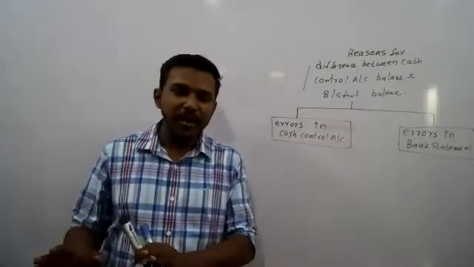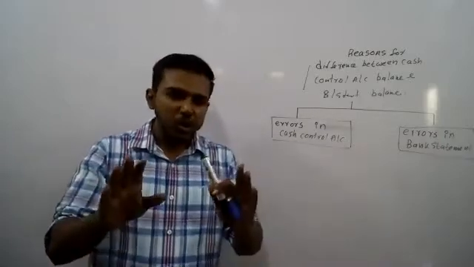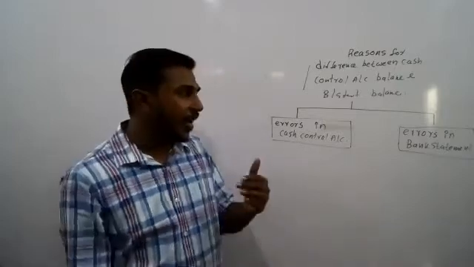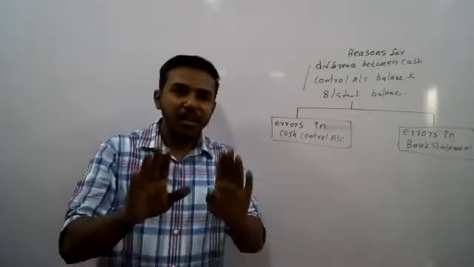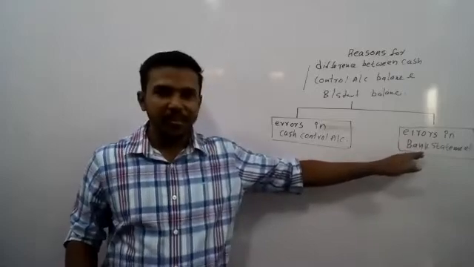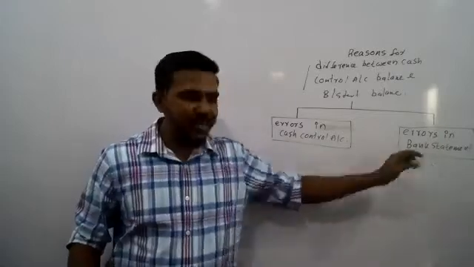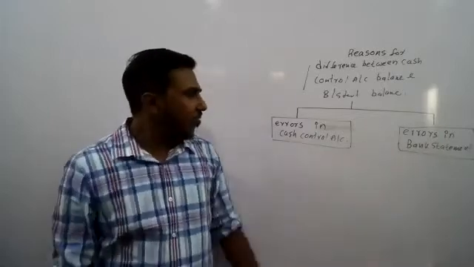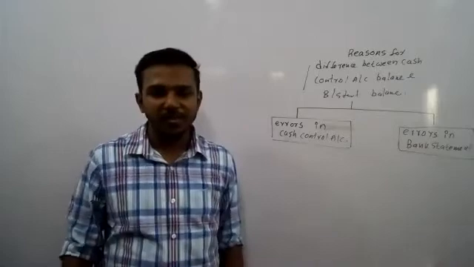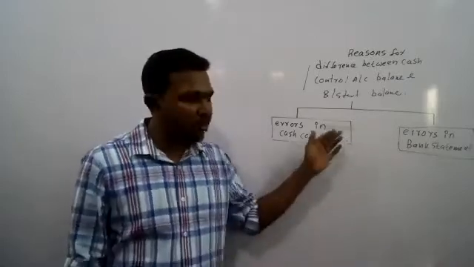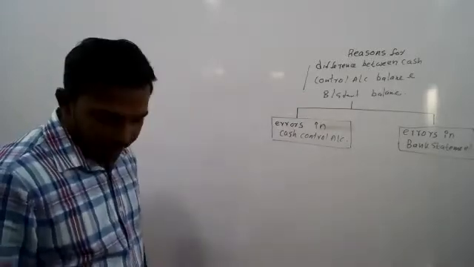Clear? Who has not recorded the transaction should get the error. So it's a simple way to identify whether the error is in the cash control account or in the bank statement. If something has not been recorded by bank statement, then it's an error in bank statement. Something not recorded in cash control, that's an error in cash control. Clear? Who has not recorded, it should go to them. Clear? So now, errors in cash control account.